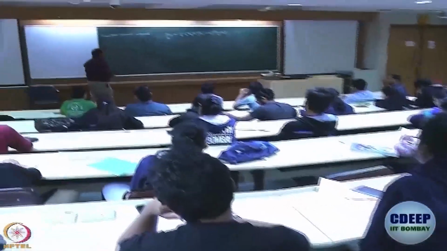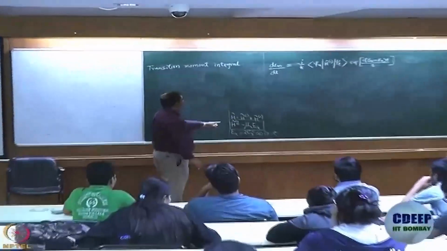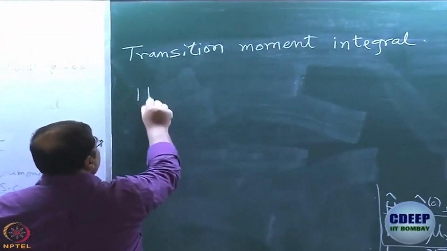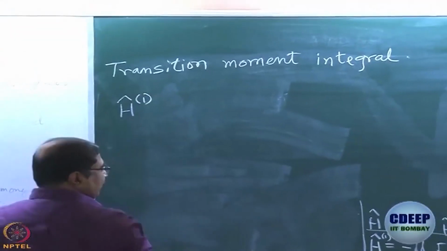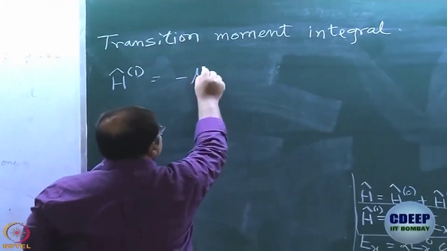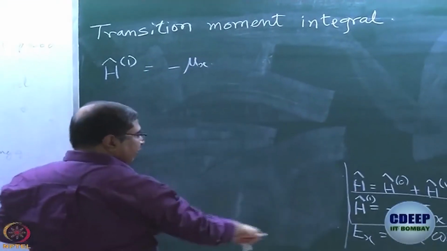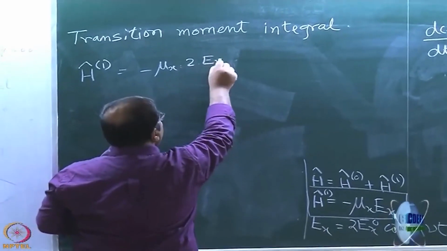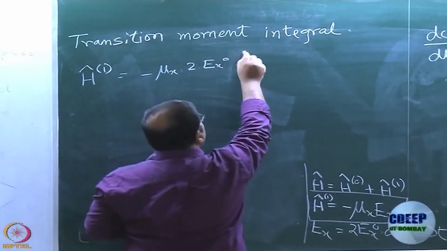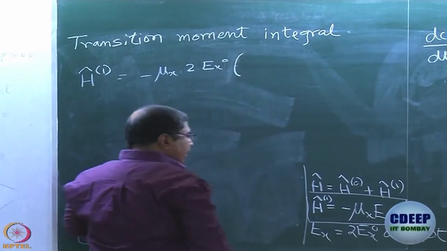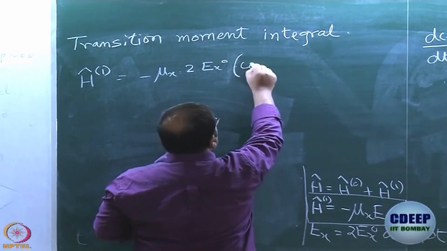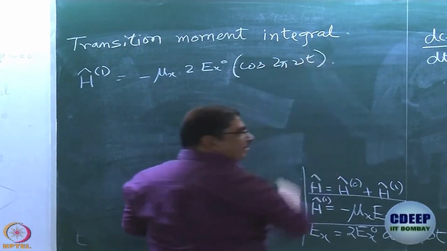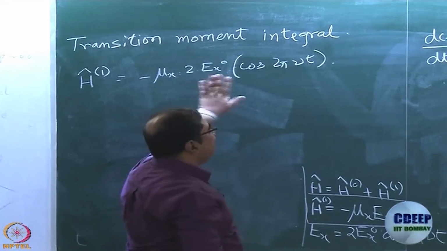Okay, good. So, let us tidy this up a little bit before we go ahead and put it there. What is the first order correction term for the Hamiltonian? It is minus mu x into Ex, of course, we will now write the expression of Ex, 2 Ex 0 into cos 2 pi nu t. All right. Now see, this is what is going to go in here.